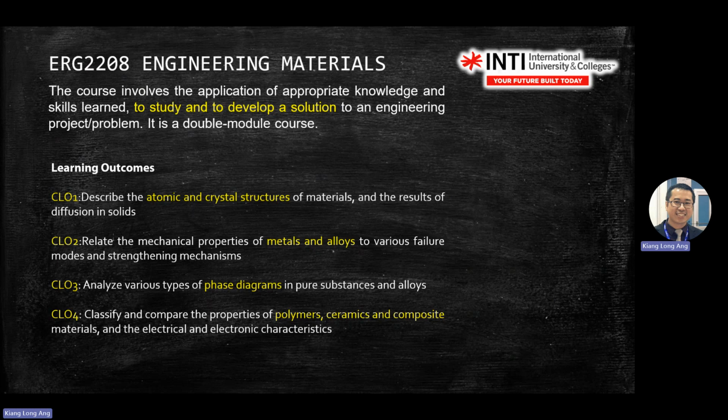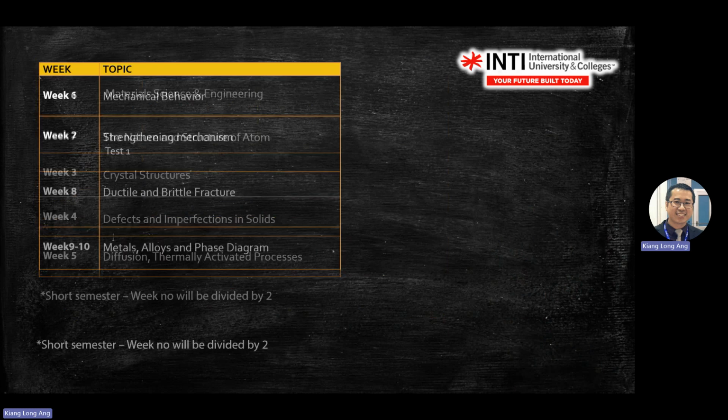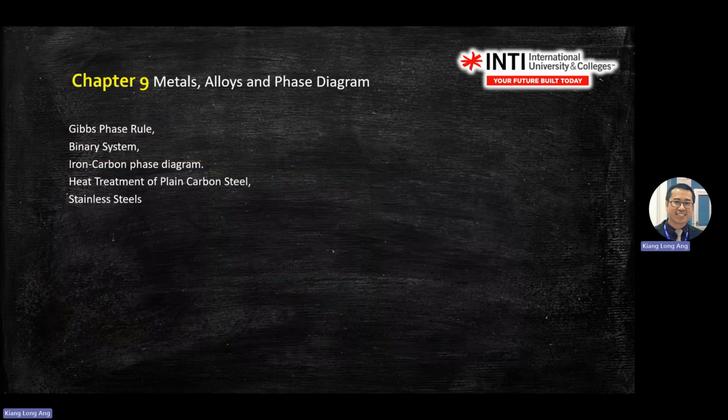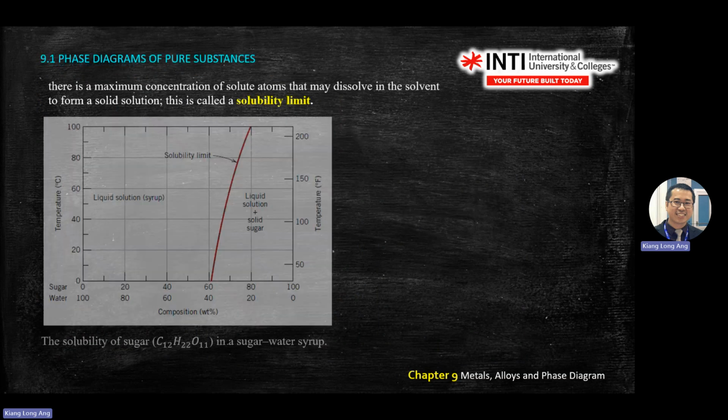Right. So your test 2, question 1 will be phase diagram. Question 2 will be polymer, ceramic, and composite. Okay. All right. Now I go very, very slowly this chapter because we have a lot of graphs to understand.